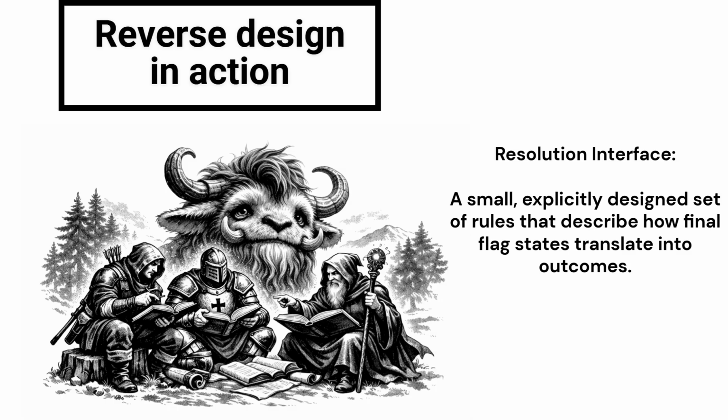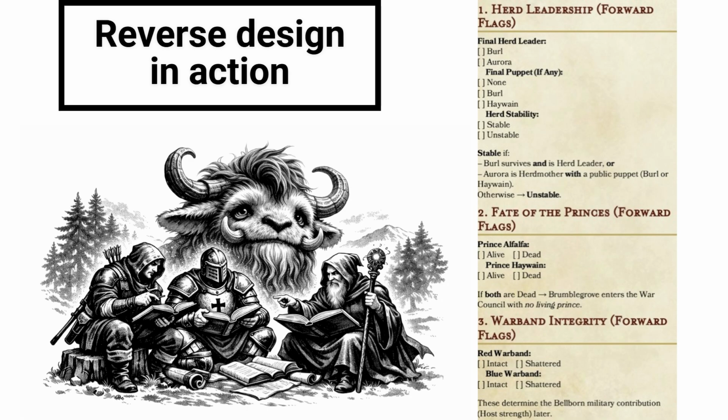The Brumble Grove arc exists to determine whether the Brumble Beast herd becomes a viable political and military asset later in the campaign. This is the only narrative function this arc is allowed to serve. Everything inside this arc must exist to answer that question. Before any quests were designed, the arc was constrained by the following in-state questions.